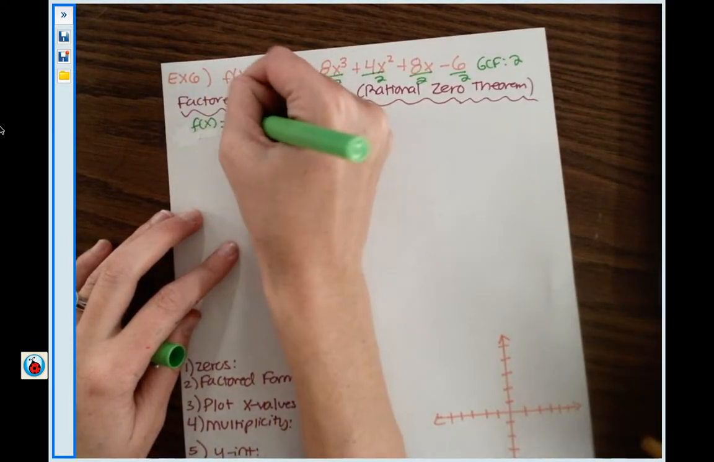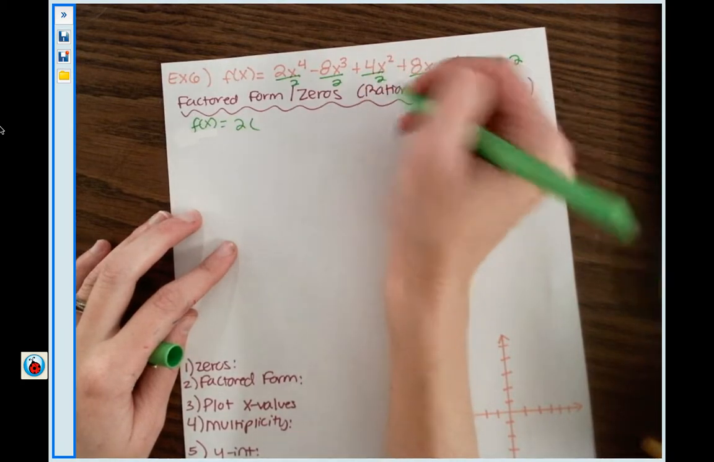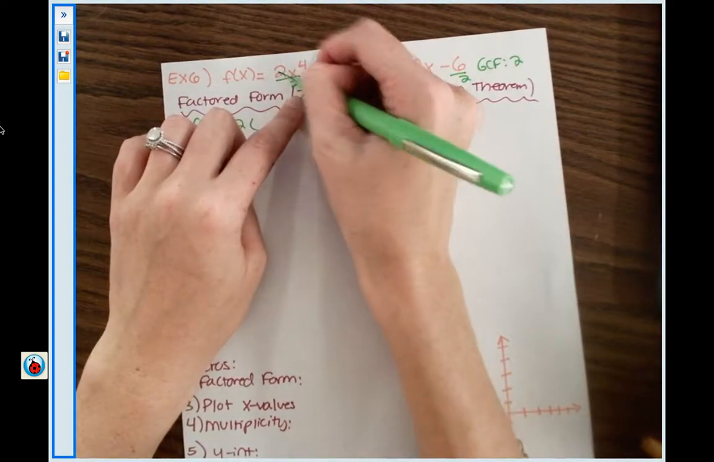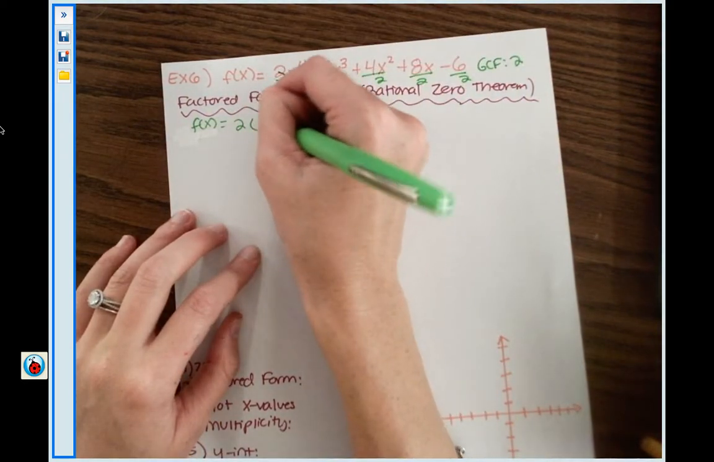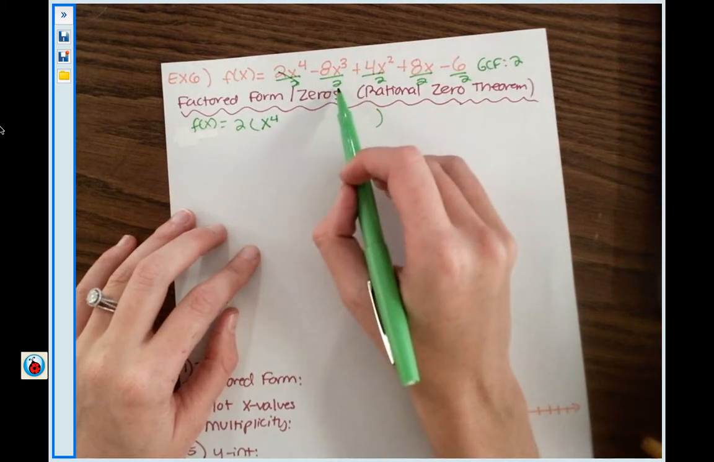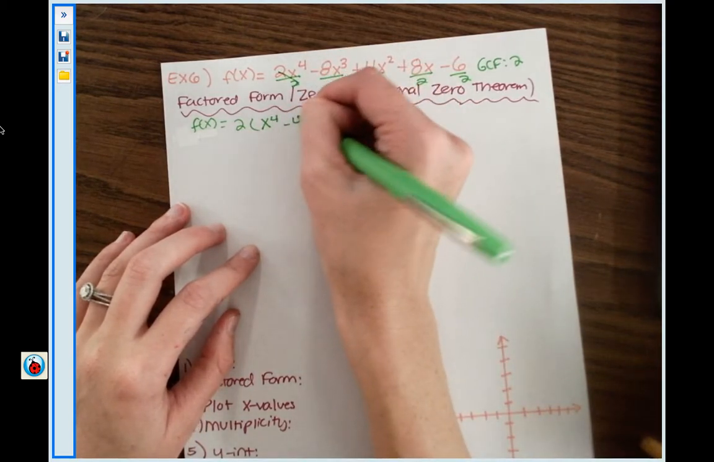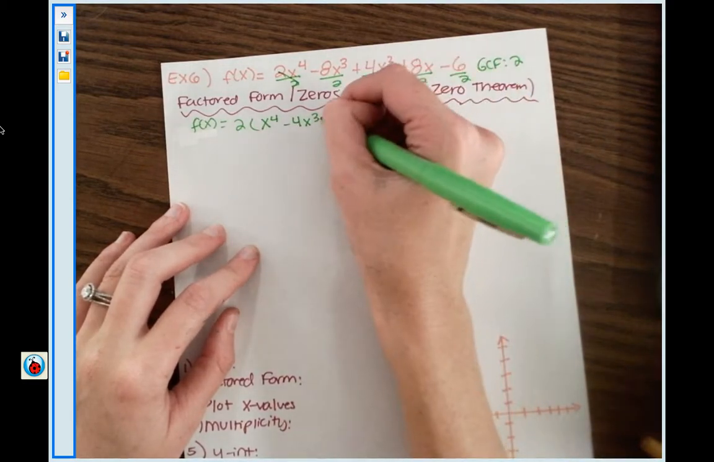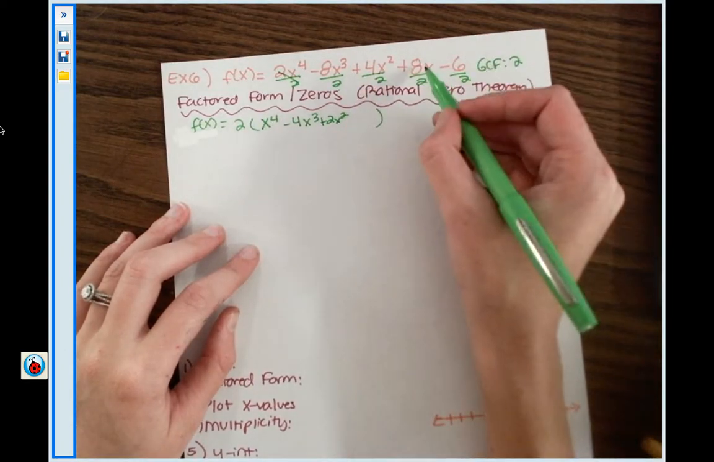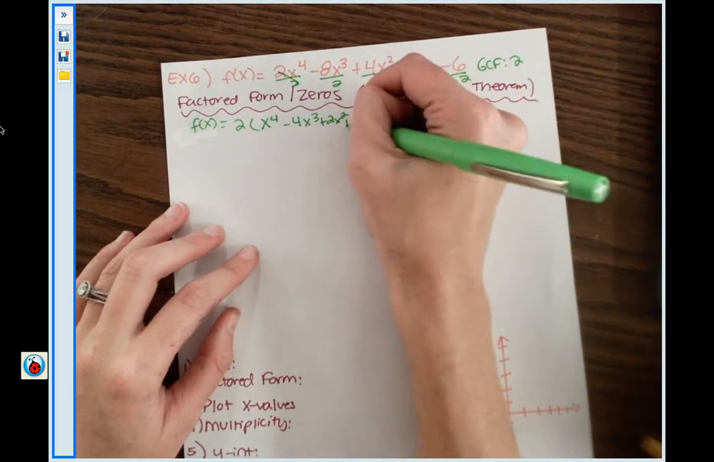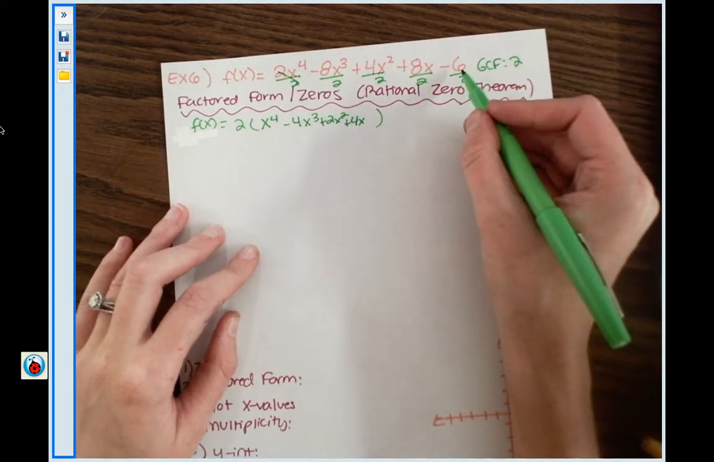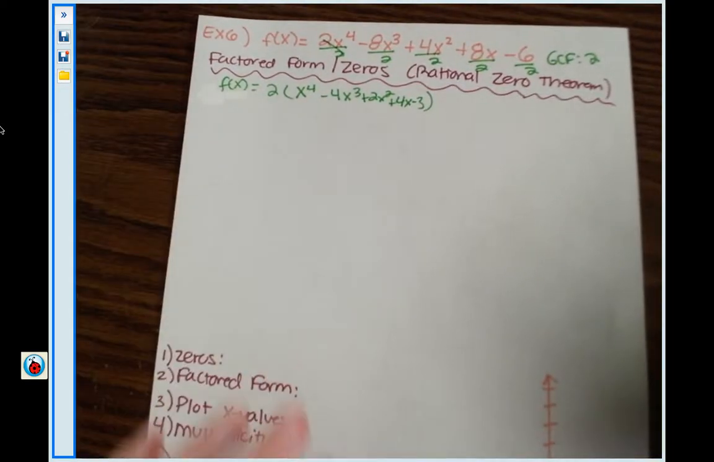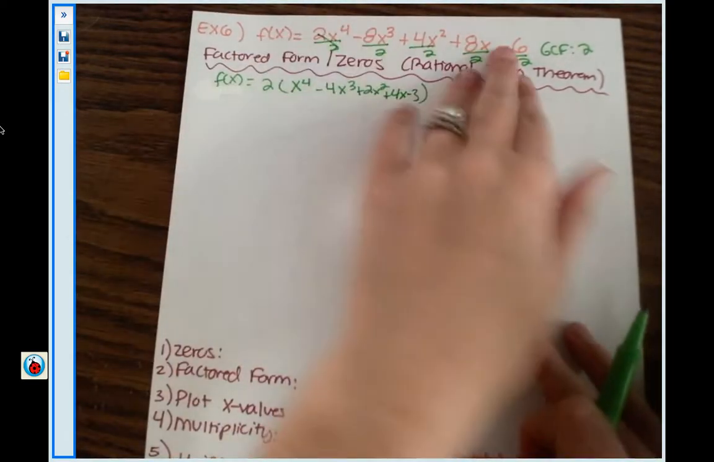So f of x equals 2, and I'm going to write what's left over after I factor out the 2 in this parenthesis. So 2 divided by 2 cancels out and turns into 1, so it'll be x to the 4th. Negative 8 divided by 2 is negative 4, so it'll be negative 4x to the 3rd. 4 divided by 2 will be 2, so I'm left with positive 2x squared. 8 divided by 2 is 4, so this will be plus 4x. And then lastly, negative 6 divided by 2 is negative 3. Awesome.